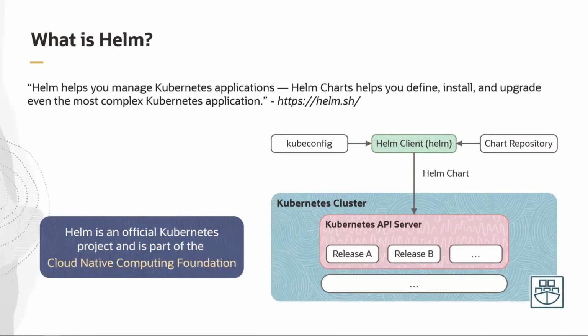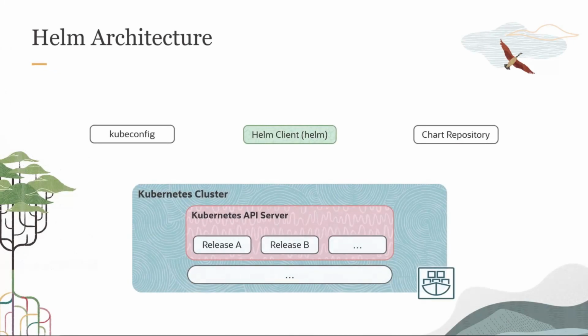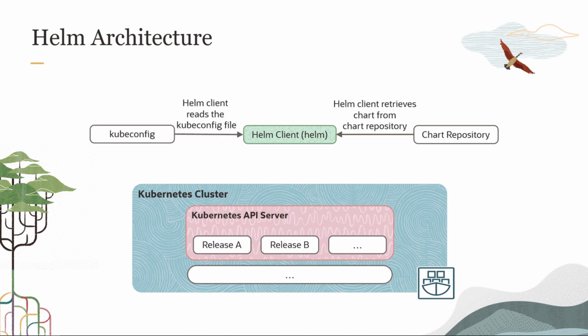Helm is an official Kubernetes project and is part of the Cloud Native Computing Foundation. Let's take a look at the Helm architecture. The core is the Helm client and the Helm chart package. The Helm command can download the Helm chart package from the repository, read the kubeconfig file, and construct HTTP requests for the Kube API server REST API interface.